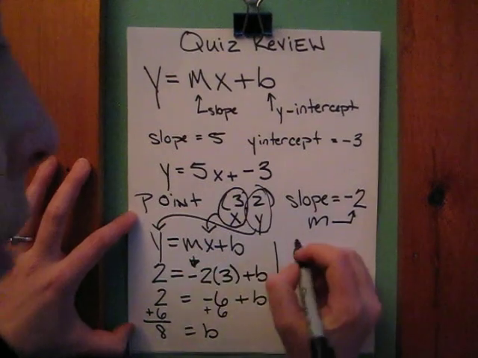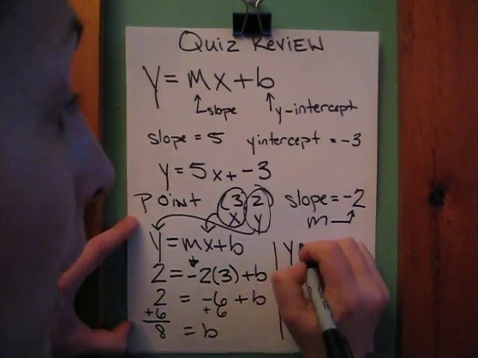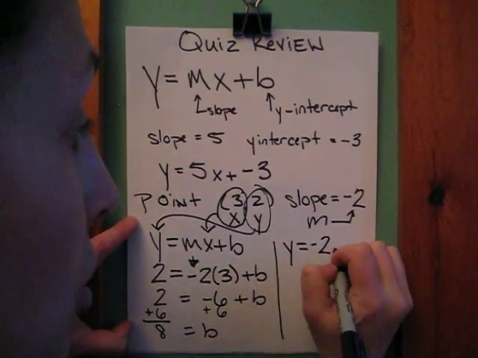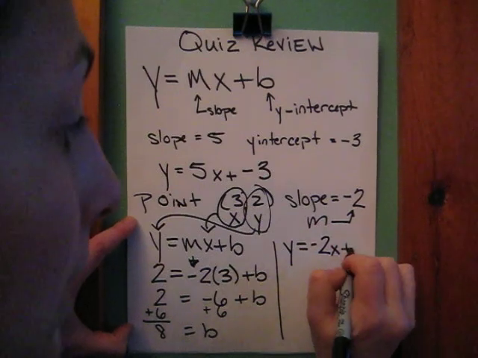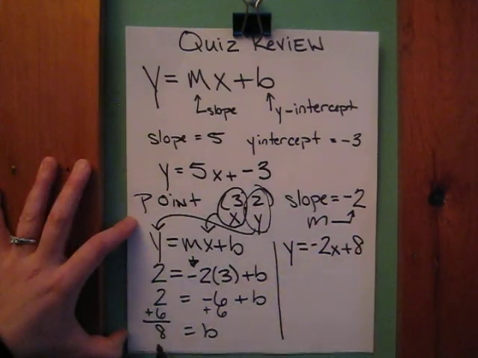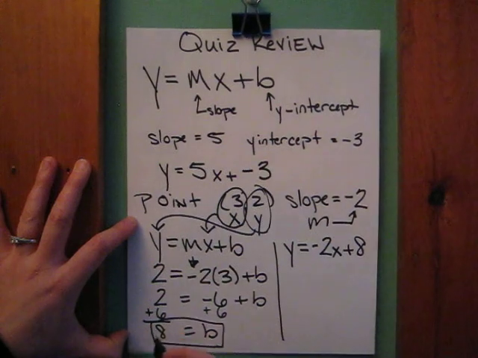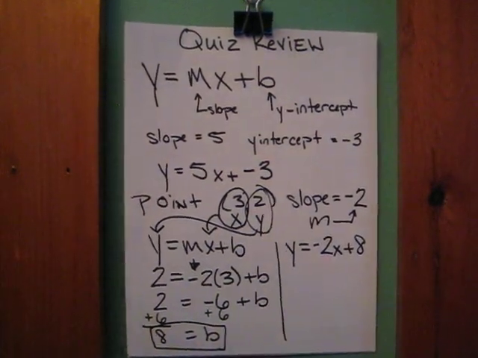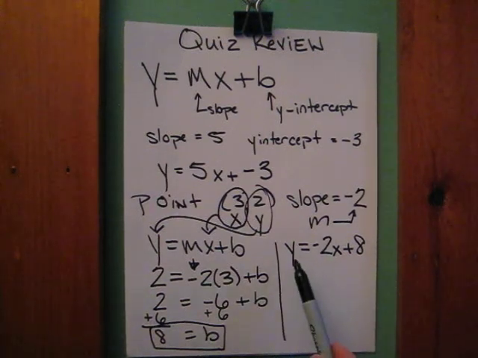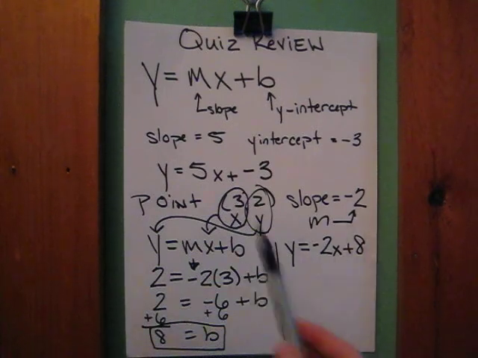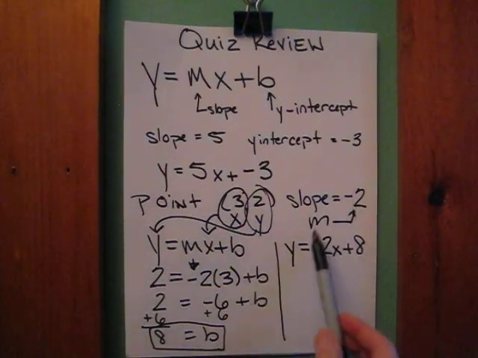Now I have to go back and write an equation. So I'm going to put y equals -2x plus 8, because I solved for b equaling 8. All right, and that's a general equation. Remember that every equation has an x and a y, and then you make an equation specific to each line by putting in a certain slope and a certain y-intercept.